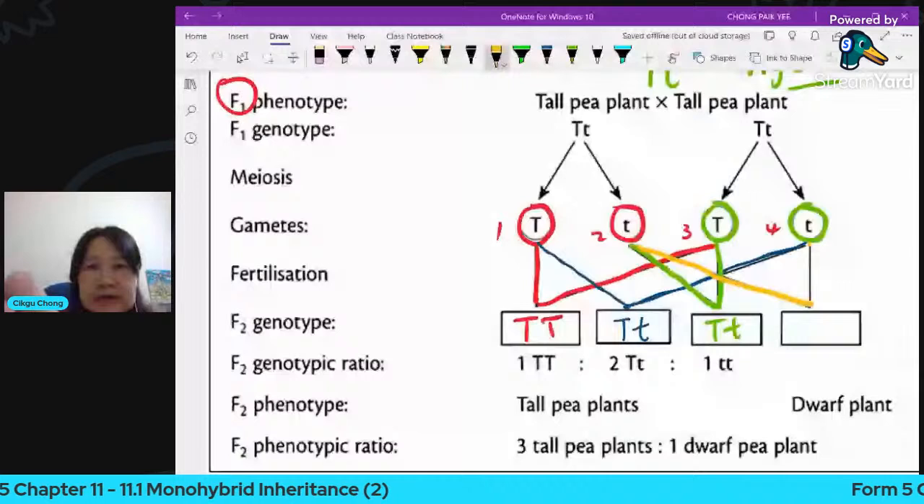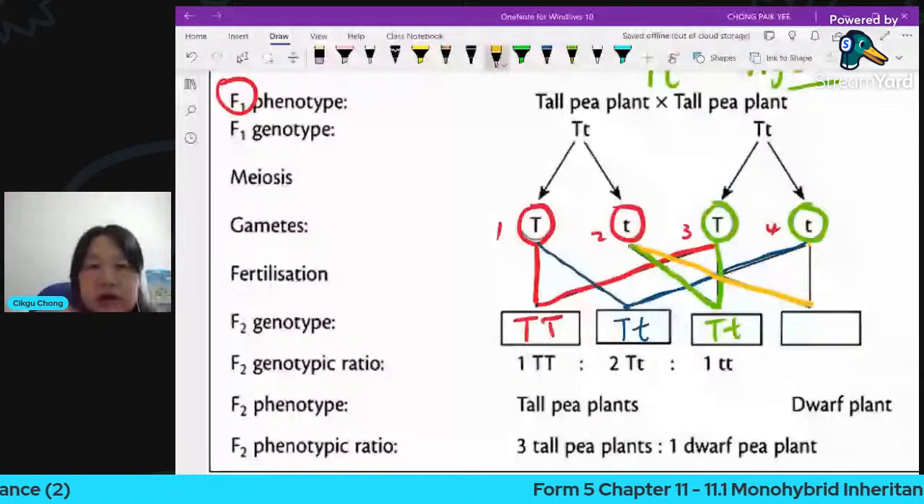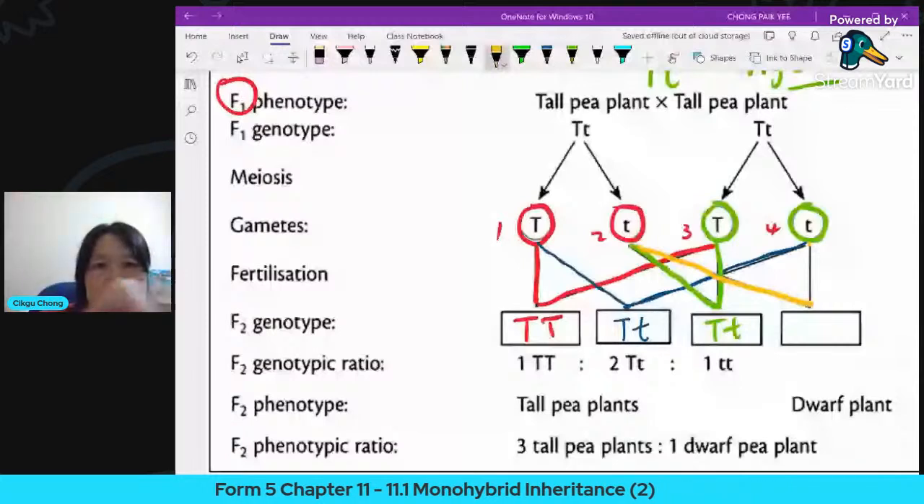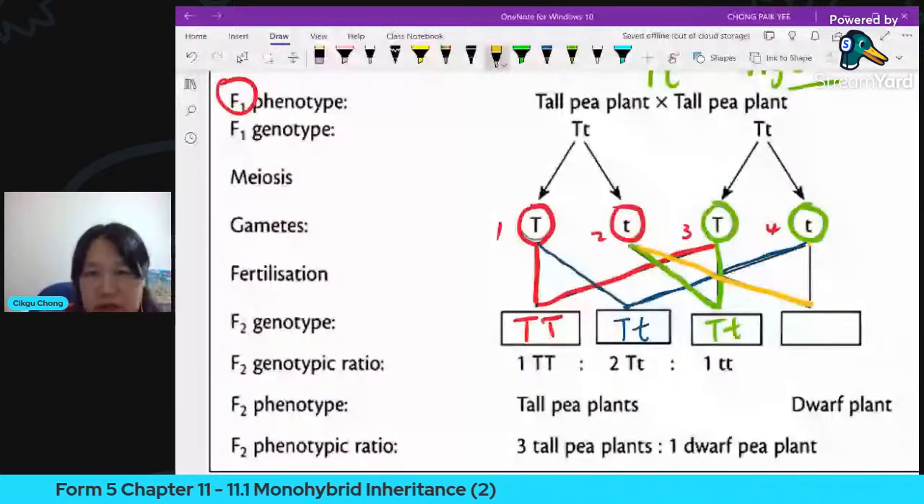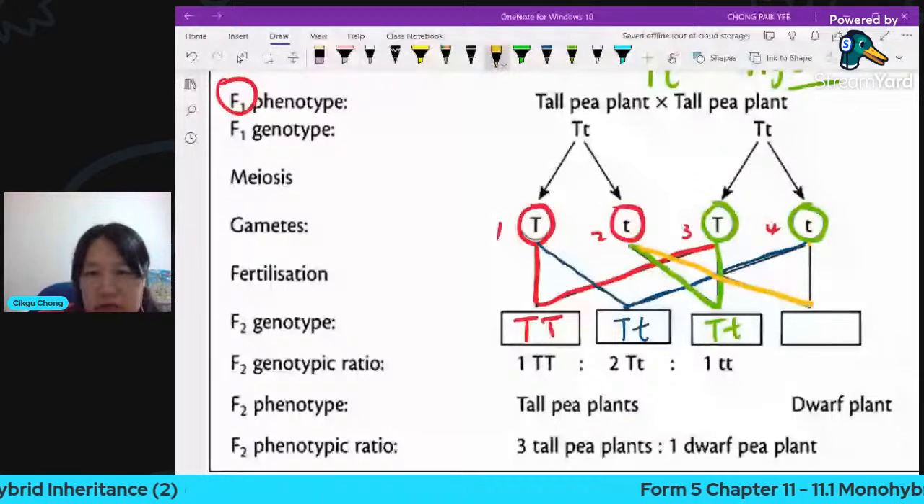You will see that actually you have a ratio. Let's write down the phenotype first. Capital T is going to be tall, right? It's going to be tall.